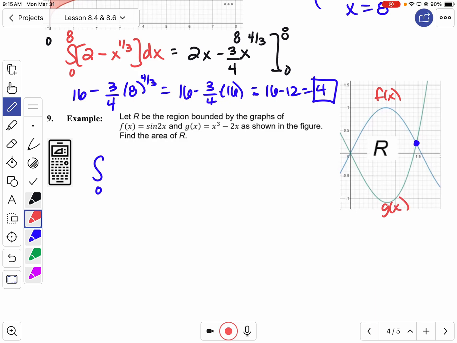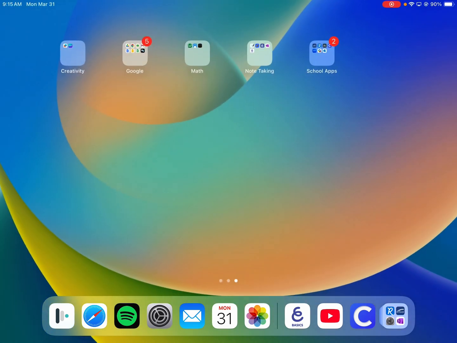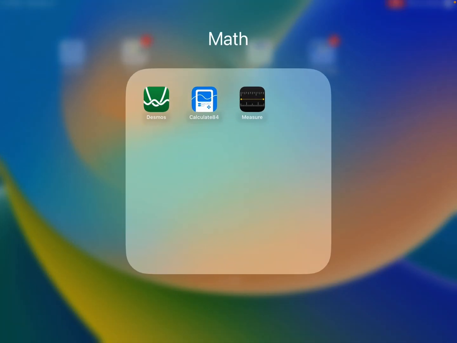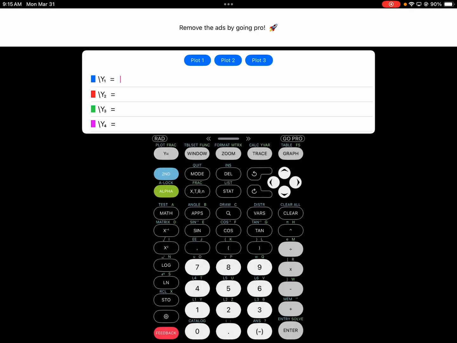So let's go over to our calculator. What's the nicest way to get an intersection? Graph them. We're going to go to y equals, and we're going to put sine of 2x in one. And then in the other, we're going to put x cubed minus 2x.